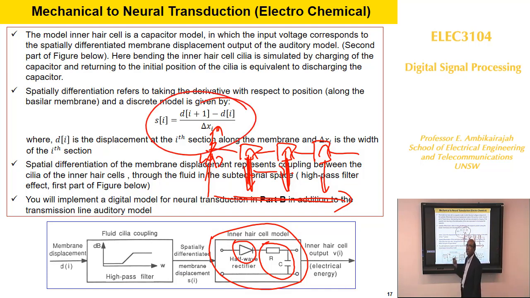And you will implement that. That's easy enough. Spatial differentiation means not time differentiation. Spatial differentiation means from one position to the next position, you subtract two outputs together. And that's how you provide the coupling between each section of the membrane. We call it fluid cilia coupling, and differentiation is a high pass filter.